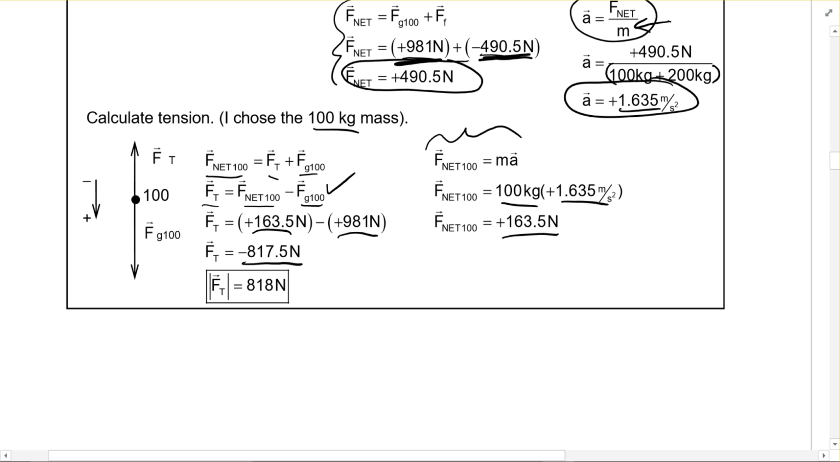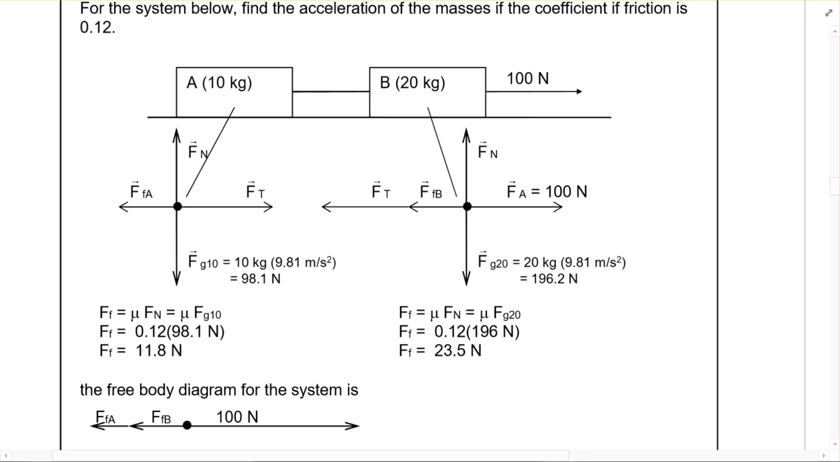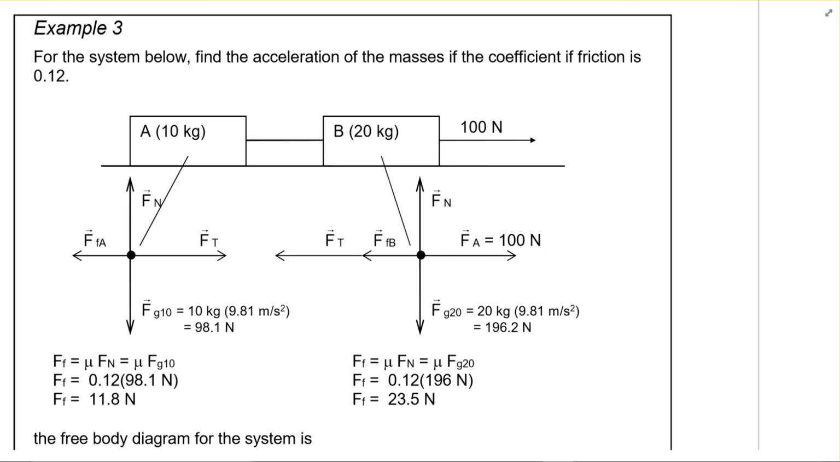Okay, hopefully that made sense. But now we're going to go to another one, another style. So for the system below, find the acceleration of the masses if the coefficient of friction is 0.12.